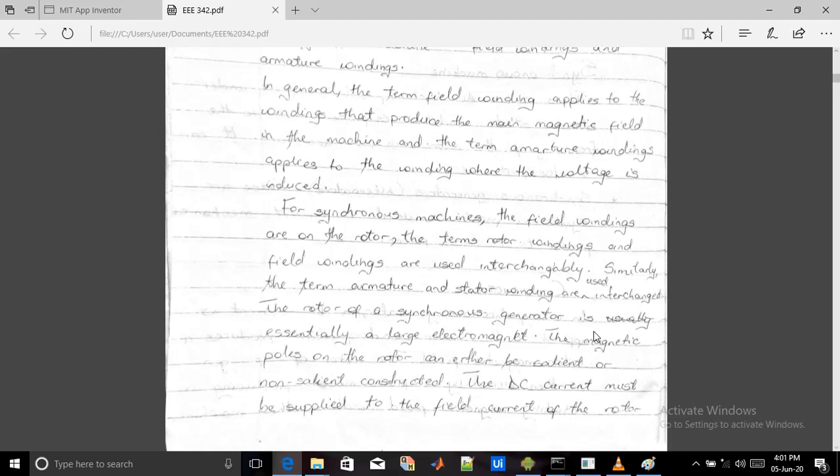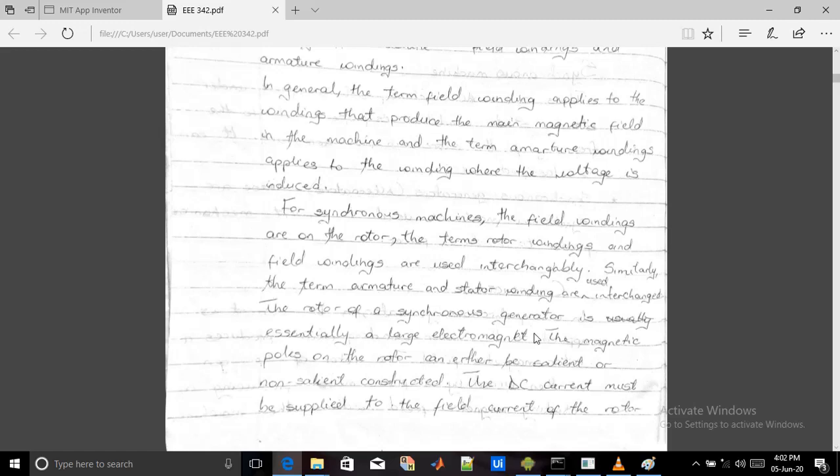And in some cases, the north and south will be constant during rotation. So for salient, it will have different points where it can change. But for non-salient, it only has two alternating poles, that is north and south, and they remain constant, just rotating in that manner.